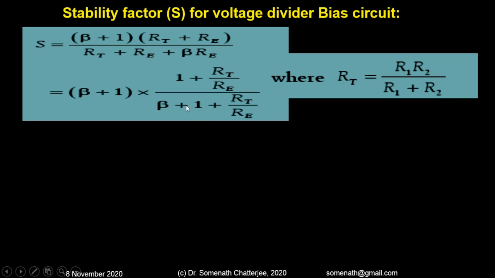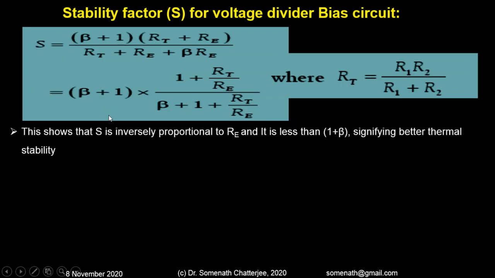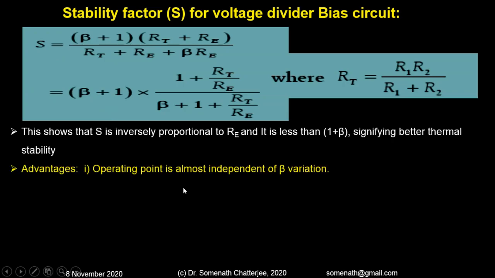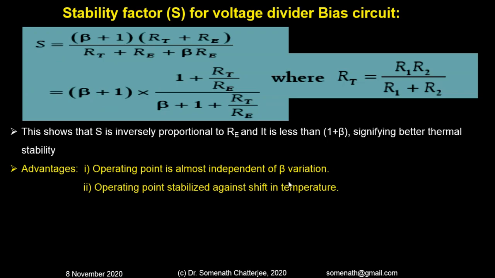In these equations you can understand that the beta plus 1 term is very significant. If this term is significant, obviously the stability factor's value is very low, and since its value is low, the circuit is more stable. That's why the voltage divider circuit is more prominent, and the operating point is almost independent of beta variation. That is the first advantage. Another advantage is that the operating point is stabilized against shift in temperature. So beta and temperature, these two problems we can solve when we use the potential divider bias circuit.